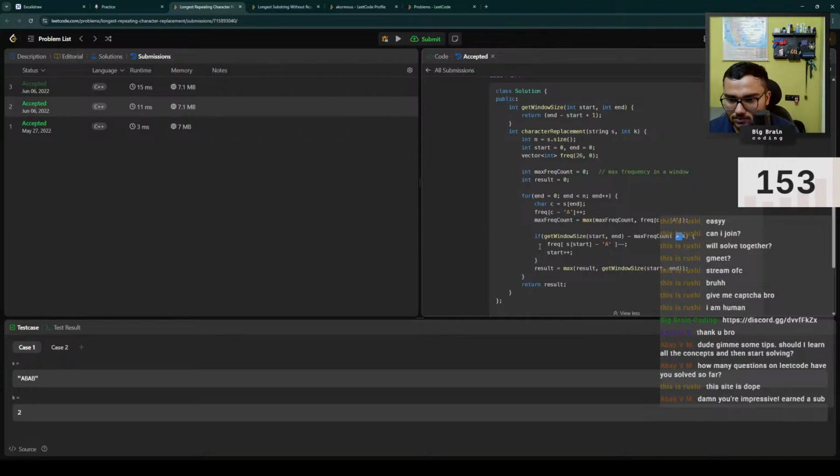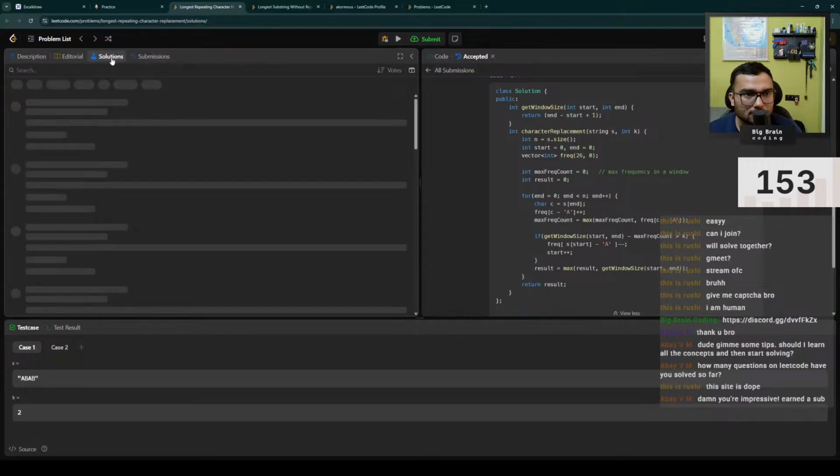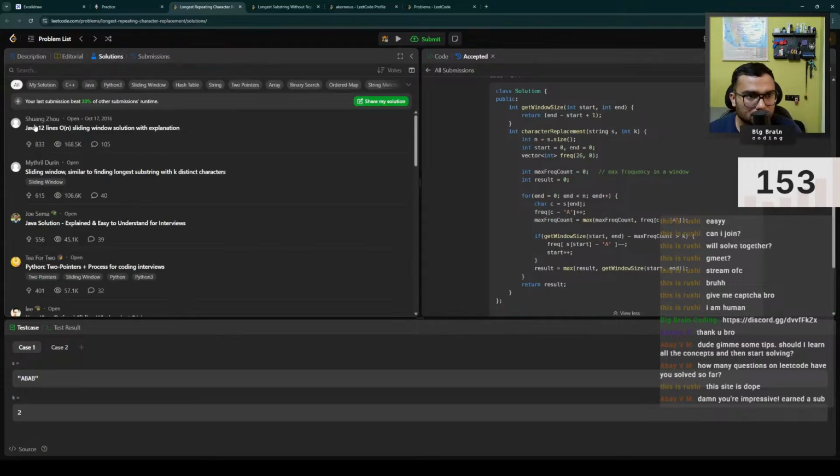Then what do we do? Frequency of start. So we remove letters from the start and move start. Result equals max of result and window size, end minus start. So, a very obscure solution. Let's see if there is anything else.